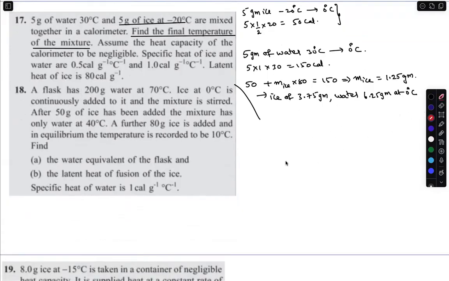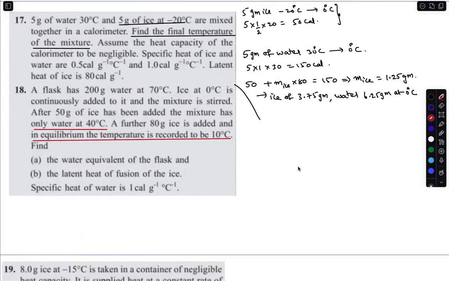So move on to the next question. A flask has 200 grams water at 70 degrees centigrade. Ice at 0 degrees centigrade is continuously added to it and the mixture is stirred. After 50 grams of ice has been added, the mixture has only 40 degrees centigrade. A further 80 grams ice is added and in equilibrium, the temperature is recorded as 10 degrees centigrade. Good. Lot of information is there in this.